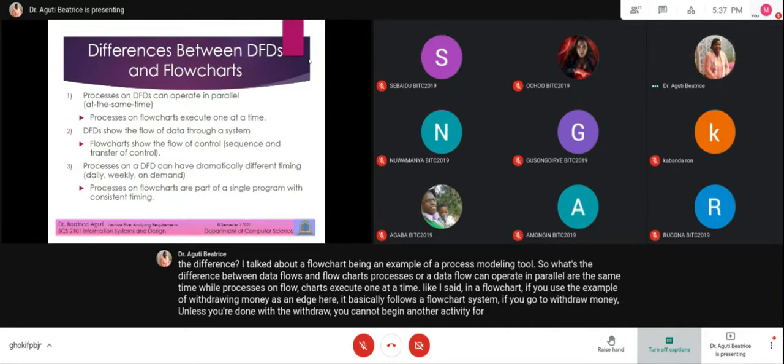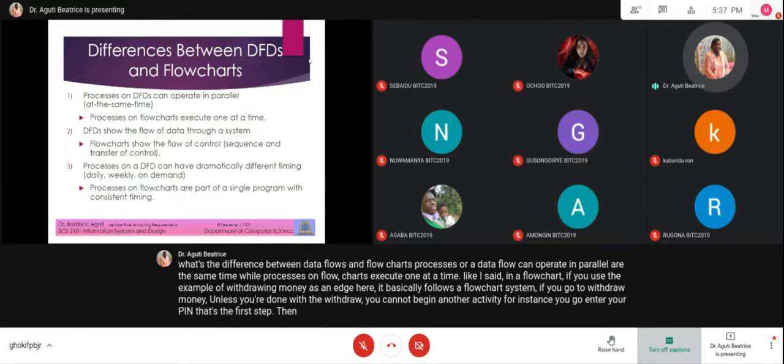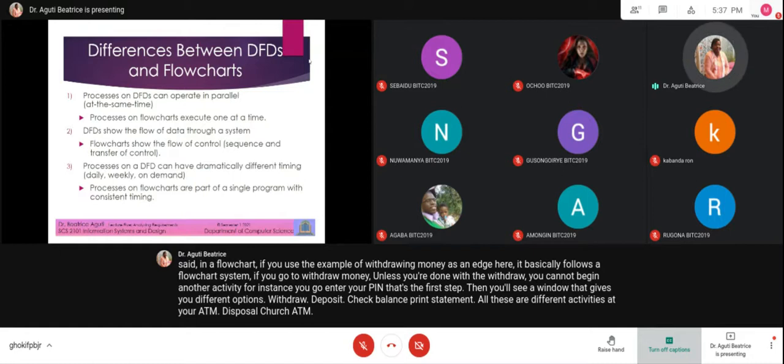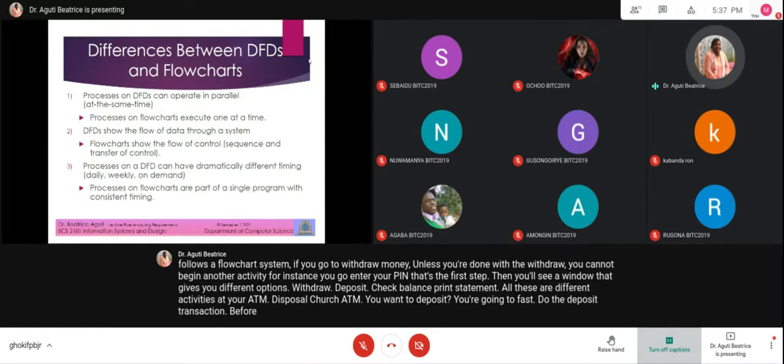For instance, you go enter your PIN, that's the first step. Then you'll see a window that gives you different options: withdraw, deposit, check balance, print statement. All these are different activities at your ATM. If you want to deposit, you're going to first do the deposit transaction before you do a withdrawal. You cannot run those two activities concurrently.